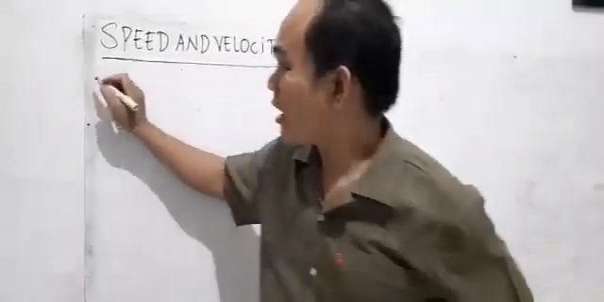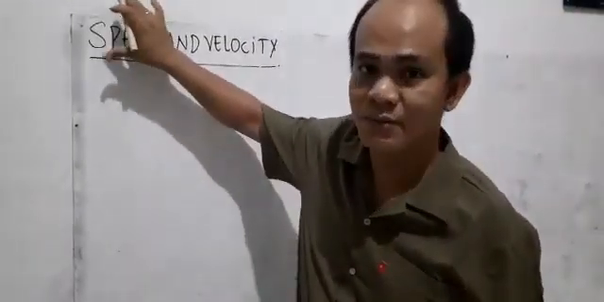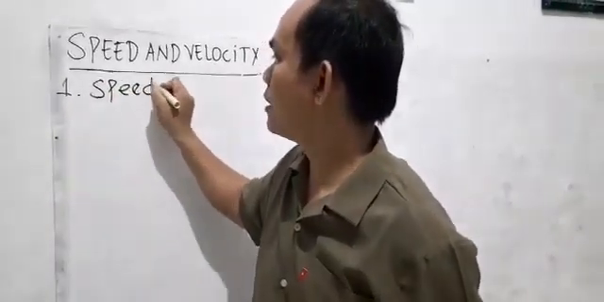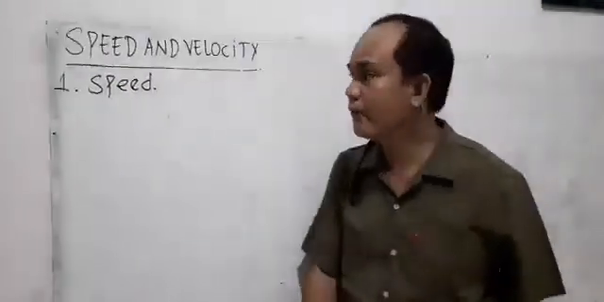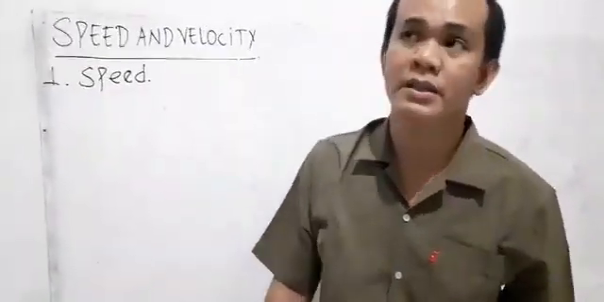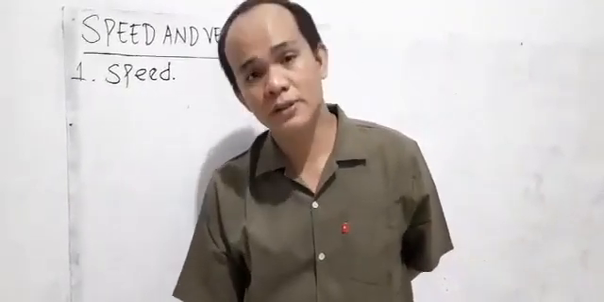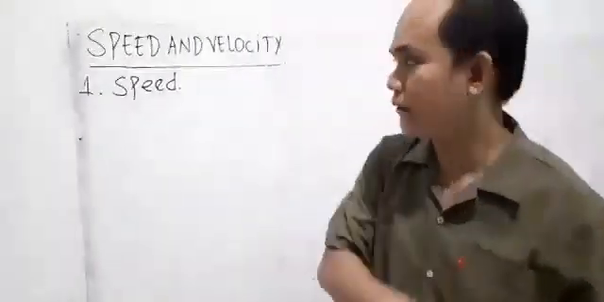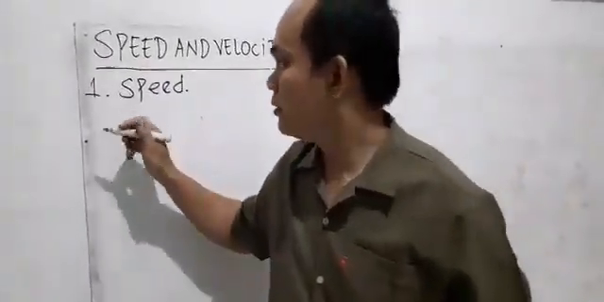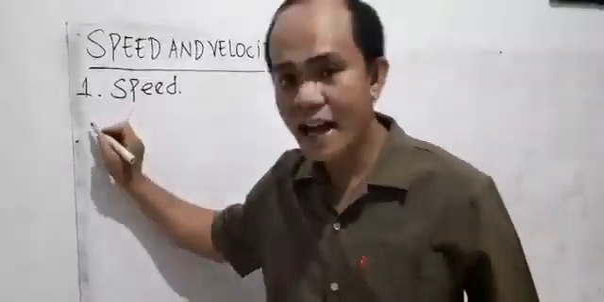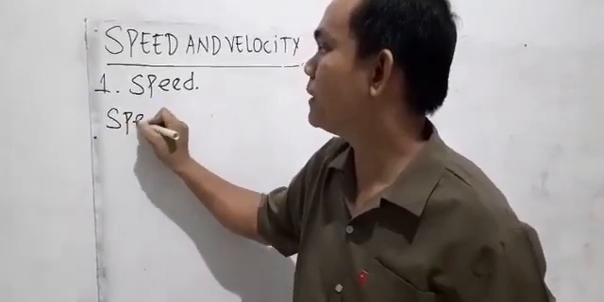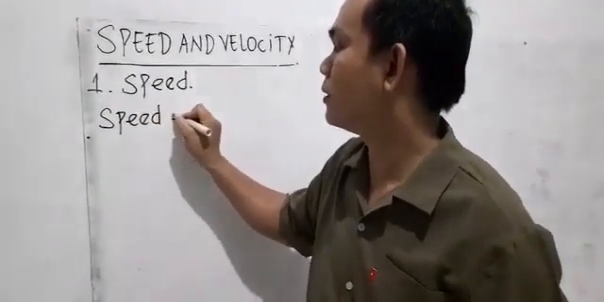We will learn how to distinguish between speed and velocity. The first one is speed. Maybe you have heard before about speed from the speedometer of your car, your motorcycle, or another vehicle you have at home. Speed is usually used in vehicles and it has its own formula.